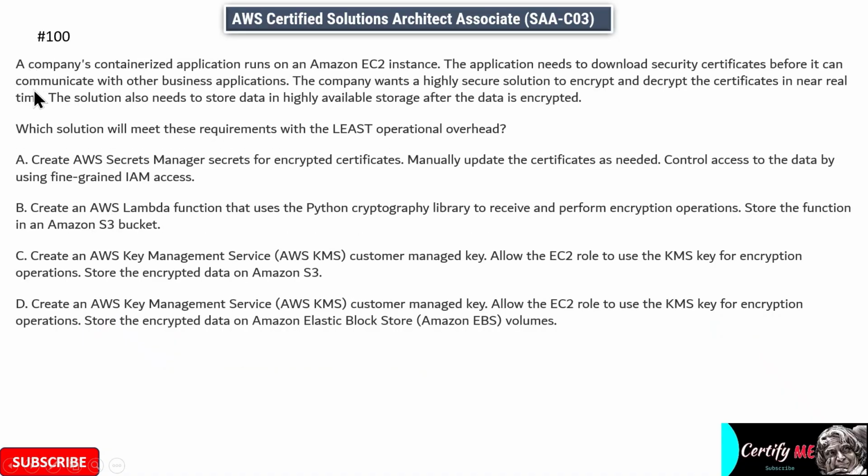question number 100. A company's containerized application runs on an Amazon EC2 instance. The application needs to download security certificates before it can communicate with other business applications. The company wants a highly secure solution to encrypt and decrypt the certificates in near real time. The solution also needs to store data in highly available storage after the data is encrypted. Which solution will meet these requirements with the least operational overhead?